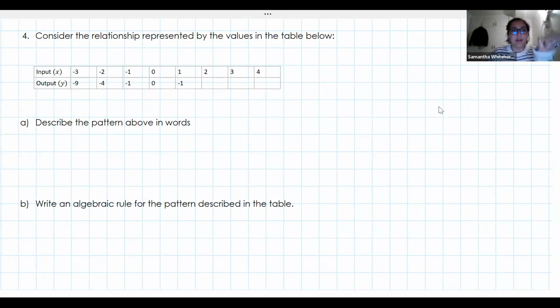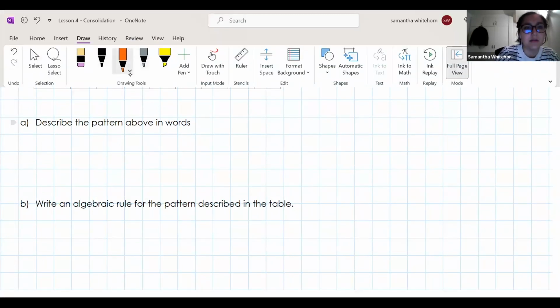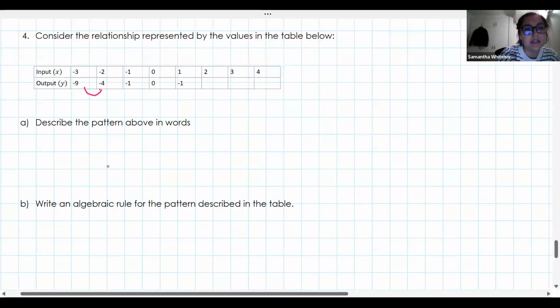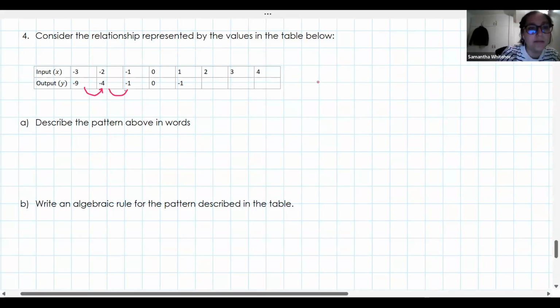Alrighty, guys. So if we have a look at this table, like I say, we want to figure out what the pattern is. If we go and have a look from output to output, we'll get there in the end. I'm going from -9 to -4. So that is an addition of 5. Now let's see if that pattern continues. So now from -4 to -1, I am adding 3.